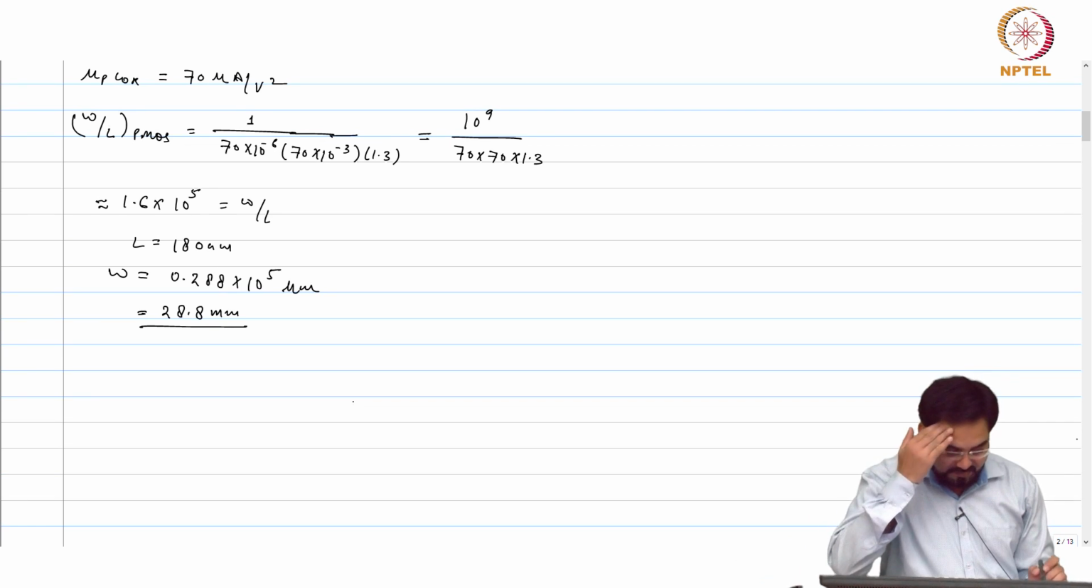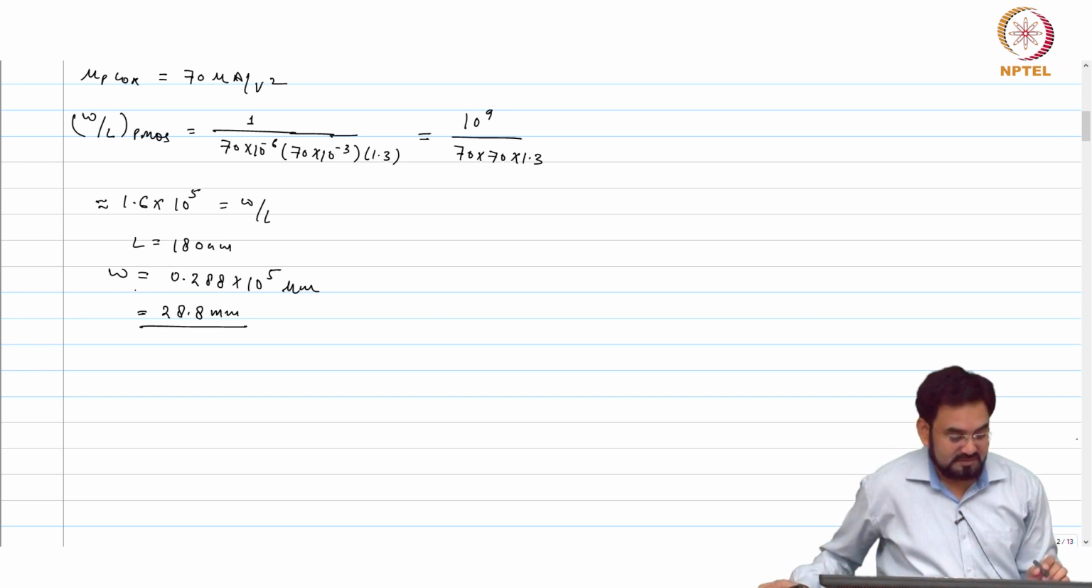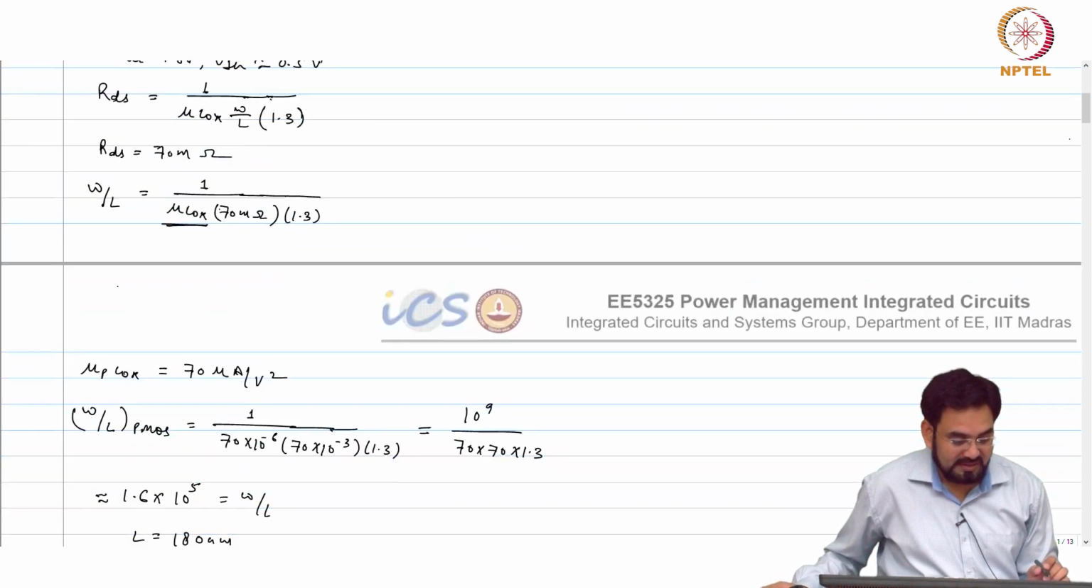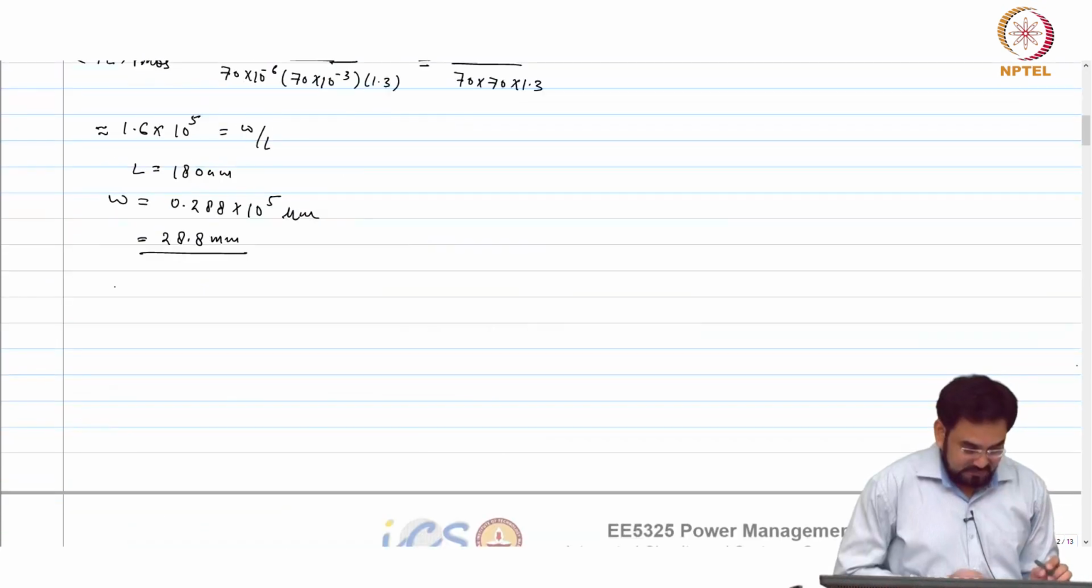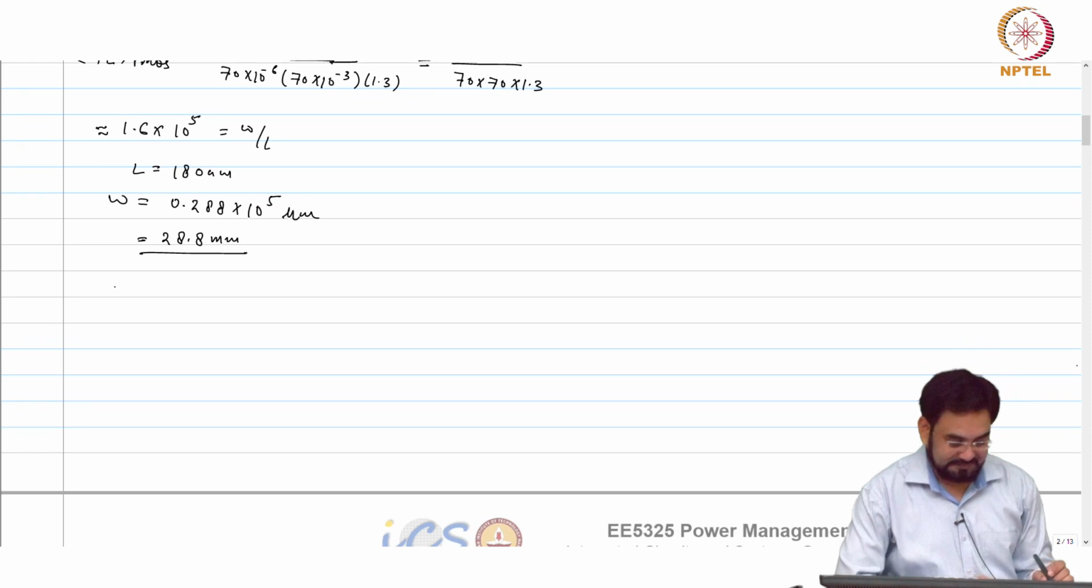Okay, so 28.8 millimeter was the width we calculated for RDS-on of 50 milliohm, correct? So from this we can calculate the gate area and find the gate cap. Okay.